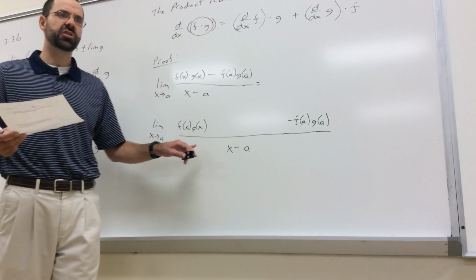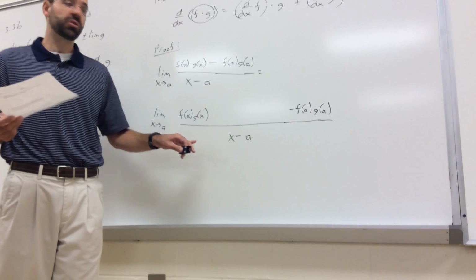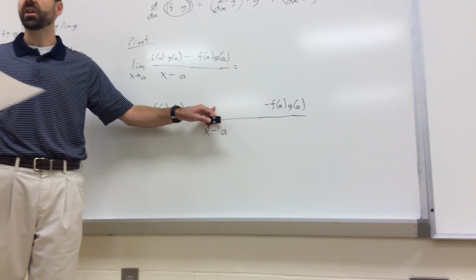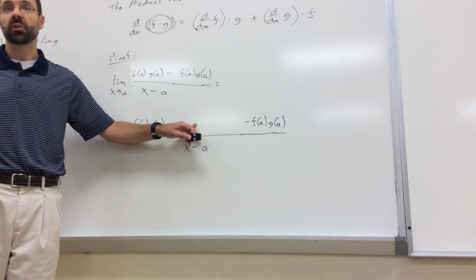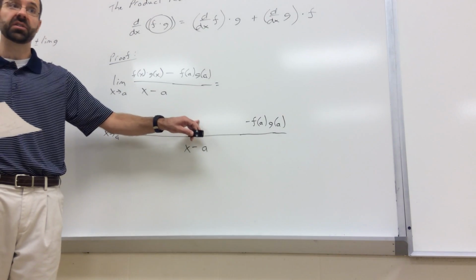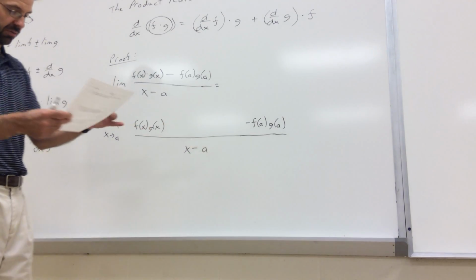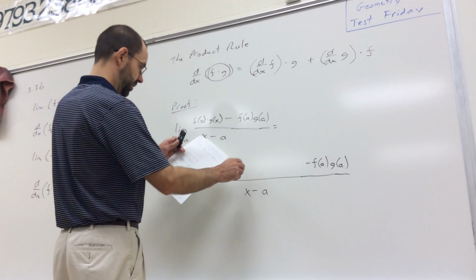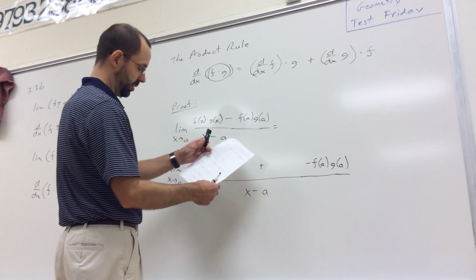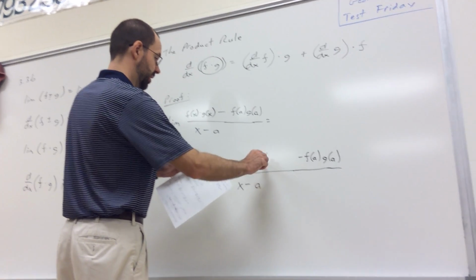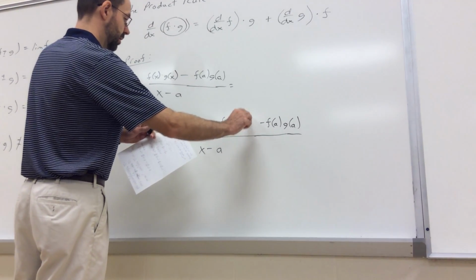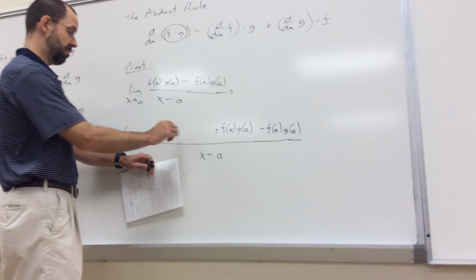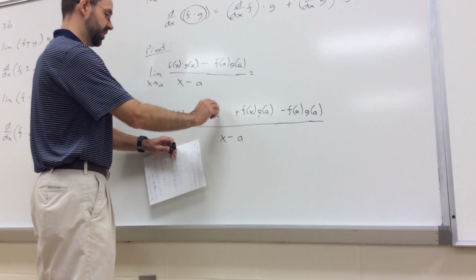But it's going to be a very strange form of 0. Do you agree that I could put plus 0 in there and that wouldn't change anything? So I'm just going to put plus 0 in this space. But here's the 0 that I'm going to use. It's plus f of x g of a, and then minus f of x g of a.